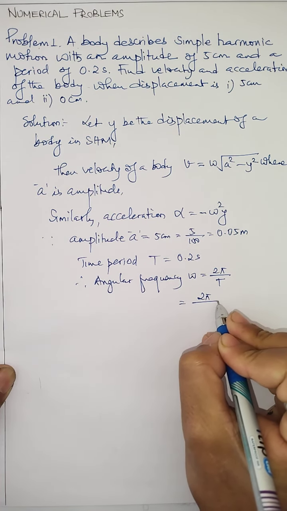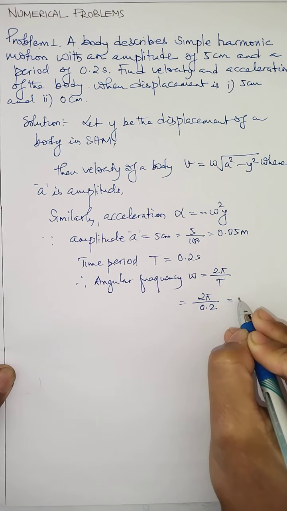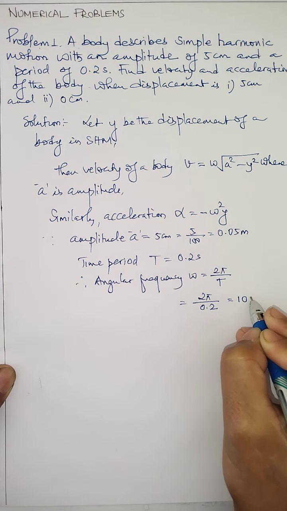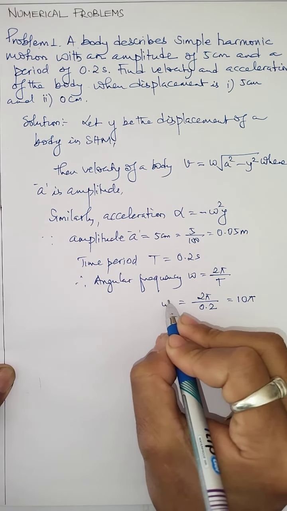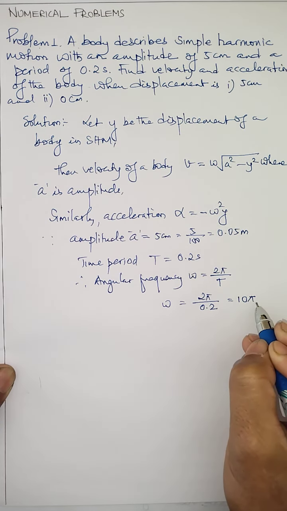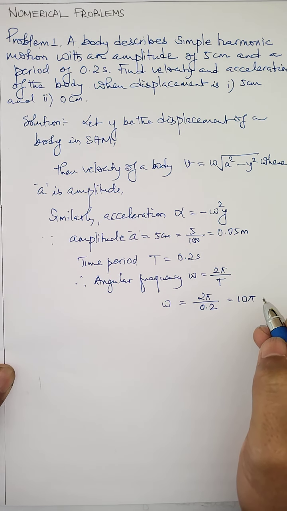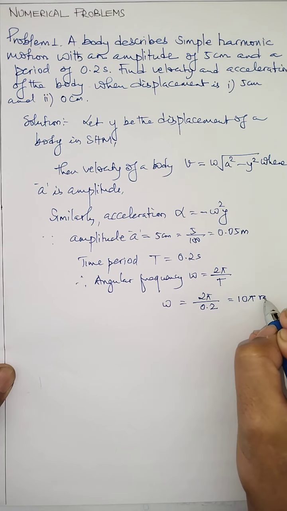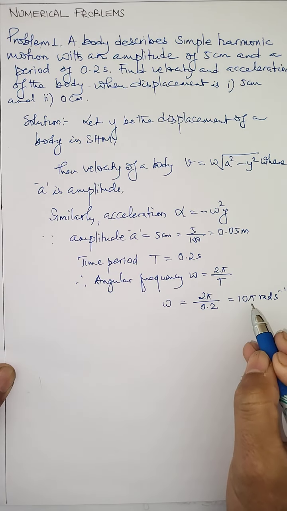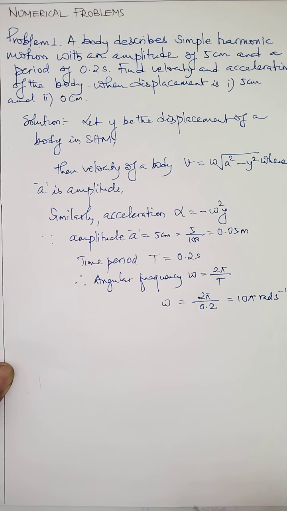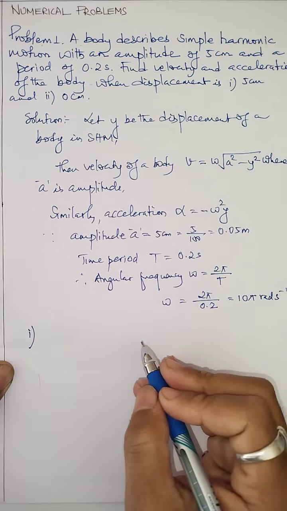2 pi by 0.2. If you remove the decimal, we get the value 10. Let me keep the pi value. So your angular frequency is 10 pi, and this angular frequency is measured in the unit radian per second. So your angular frequency is 10 pi radian per second. Now with this value, we can calculate the velocity and acceleration.